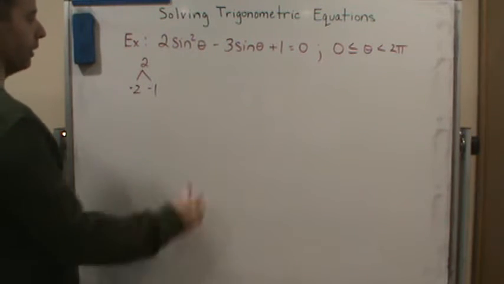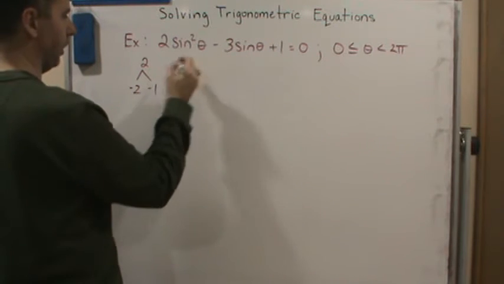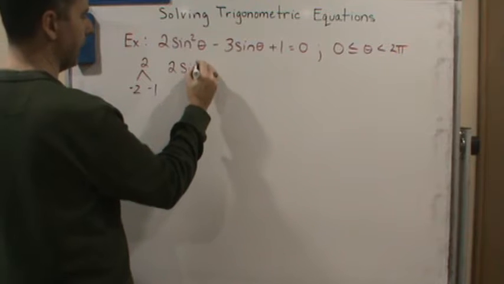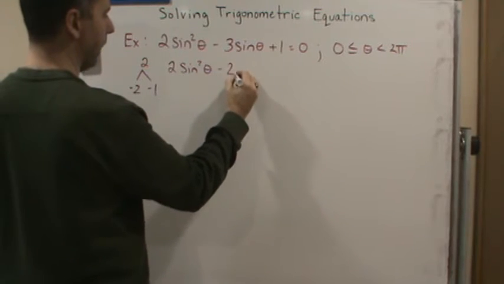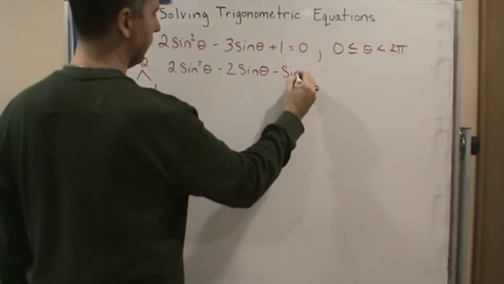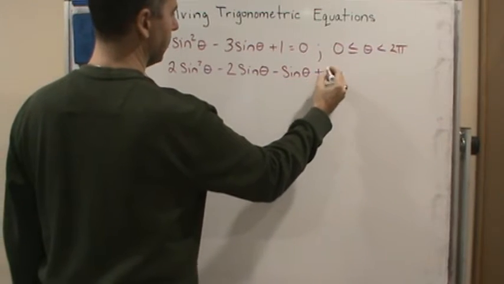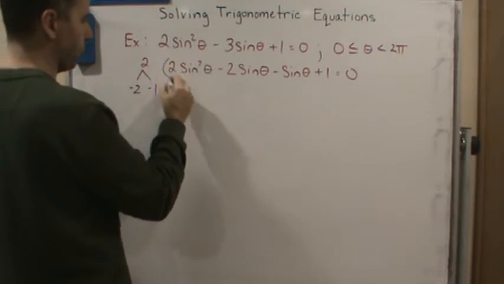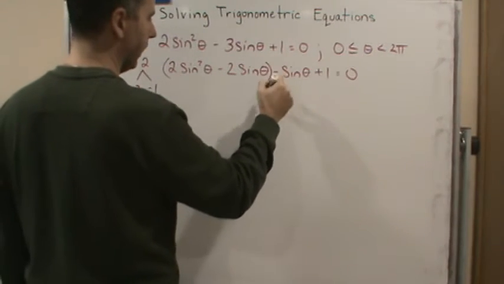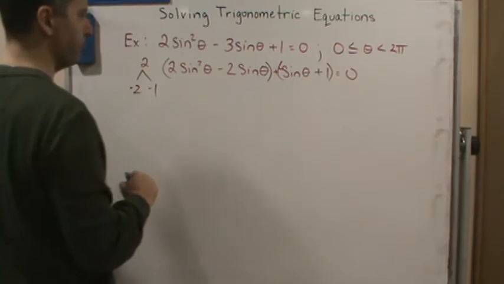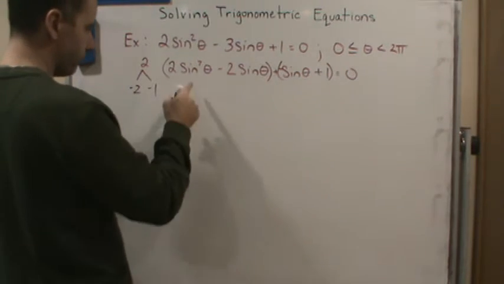And so therefore, I'm going to rewrite the middle term with these two factors. So it's going to be 2 sine squared theta minus 2 sine theta minus sine theta plus 1 equals 0. And so now I'm going to do factor by grouping. So I'm going to group these two, and I'm going to change this to a plus negative and group these two. And so now what happens?